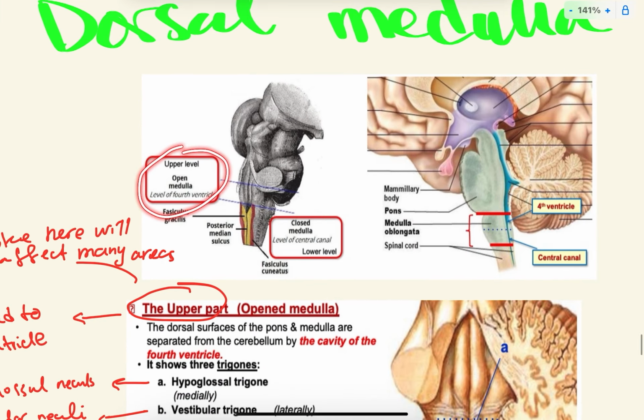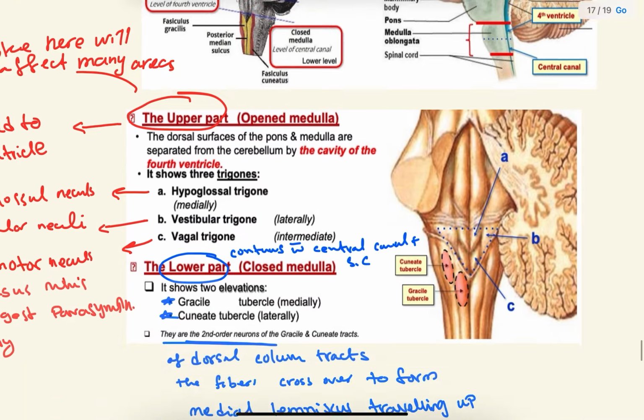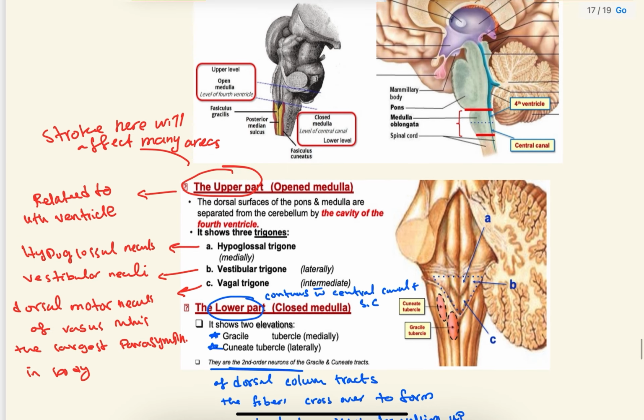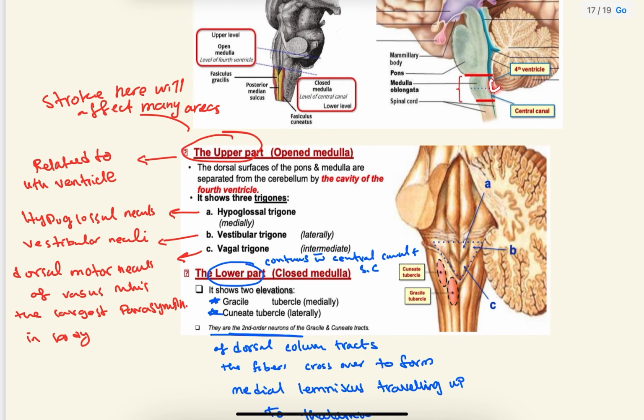I have an upper level, which is called the open medulla, and I have a lower level, which is called the closed medulla. Now, let's start with talking about the upper part. If we're talking about the upper part, we need to always relate it to the fourth ventricle.